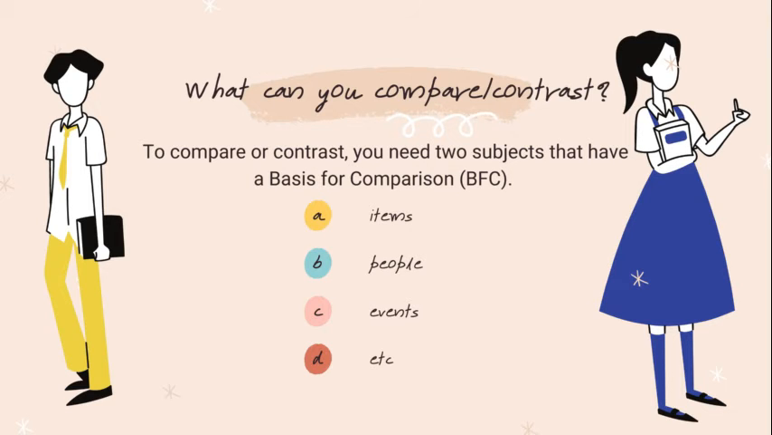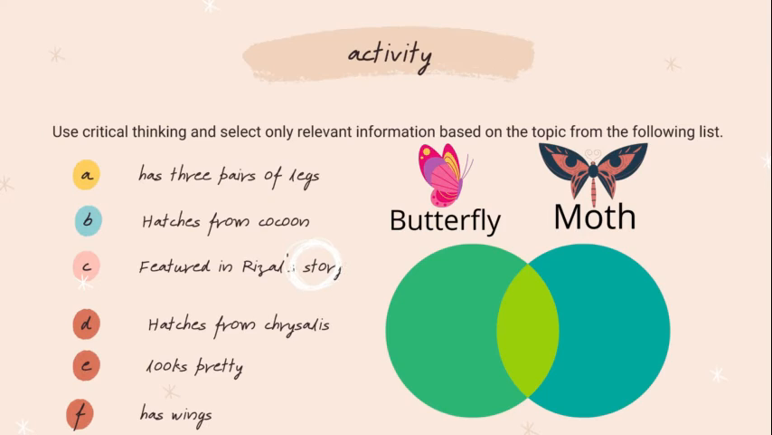Now, let's have our activity. You are to fill in the missing data in the following Venn diagram, which scientifically compares a butterfly and a moth. Use critical thinking and select only relevant information based on the topic from the following list. Draw the Venn diagram and write all your answers in your answer sheet. These are the items. Has 3 pairs of legs, hatches from cocoon, featured in Rizal's story, hatches from chrysalis, looks pretty, has wings.